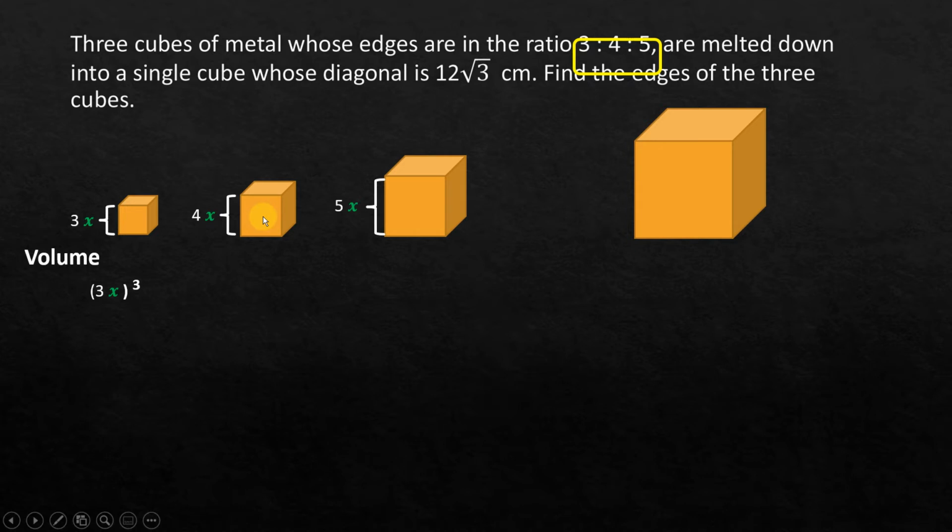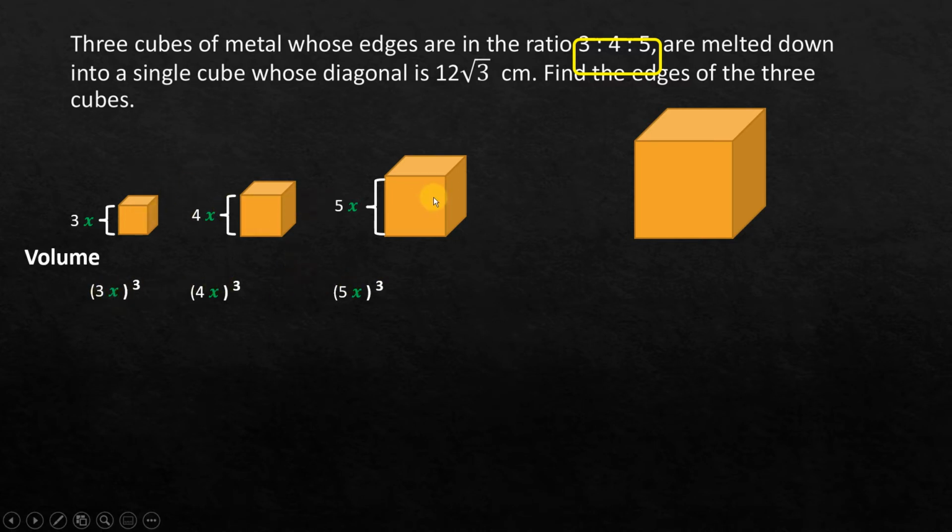Similarly here, the volume of this cube is (4x) cubed, because it's 4x times 4x times 4x. And for this cube, it is again 5x times 5x times 5x, which is (5x) cubed. So these are the volumes of these three cubes.